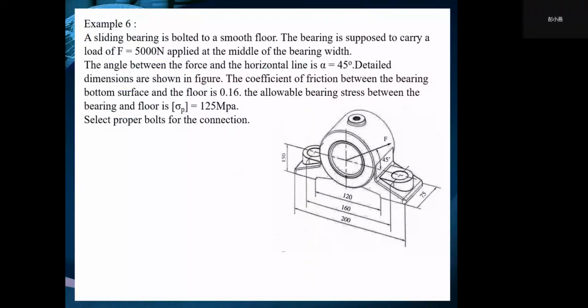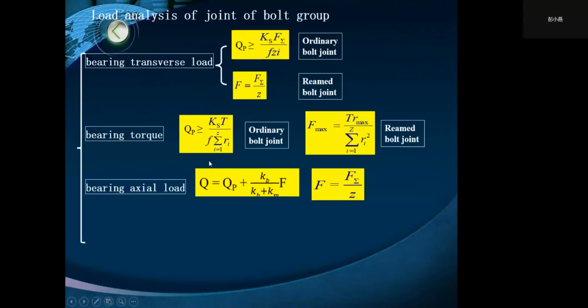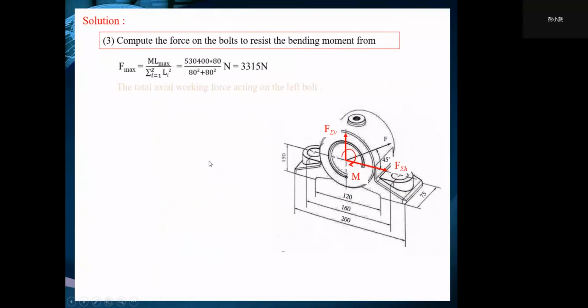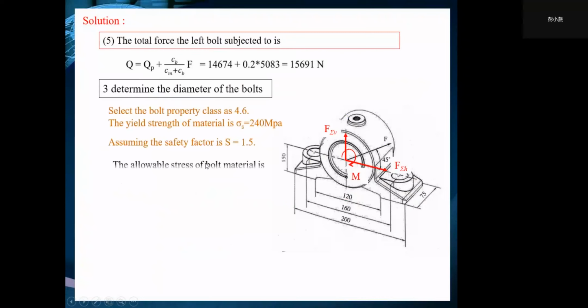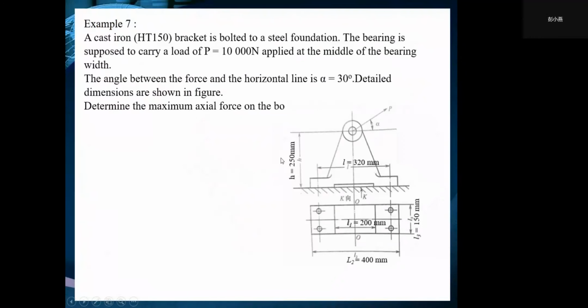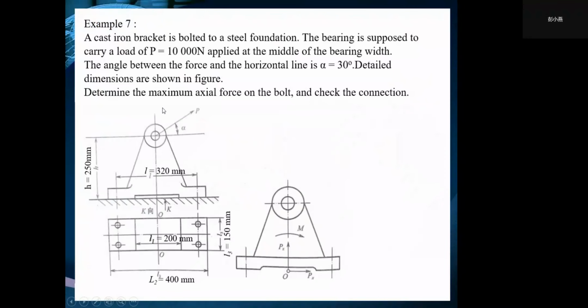And this is the example in your textbook. Let me see. On page 81 in your textbook. We have learned it last class. And this is another example for a cast iron bracket. Okay, let's see. Look at this example.